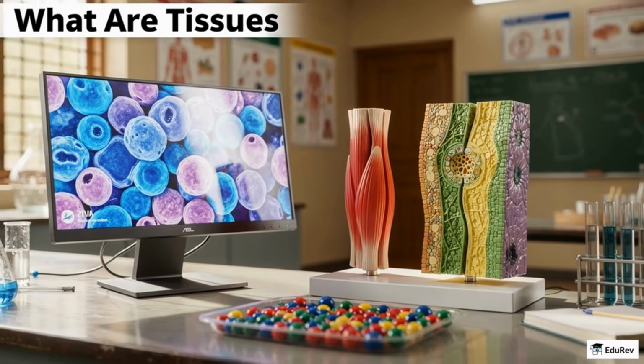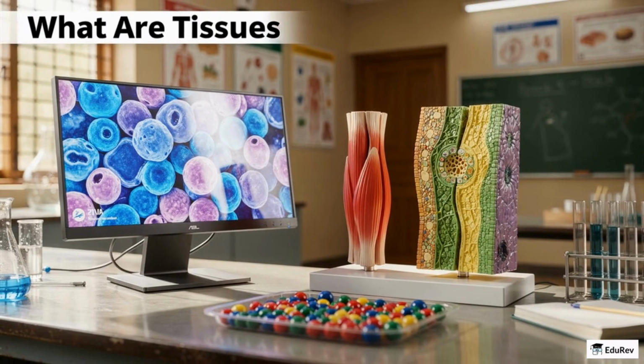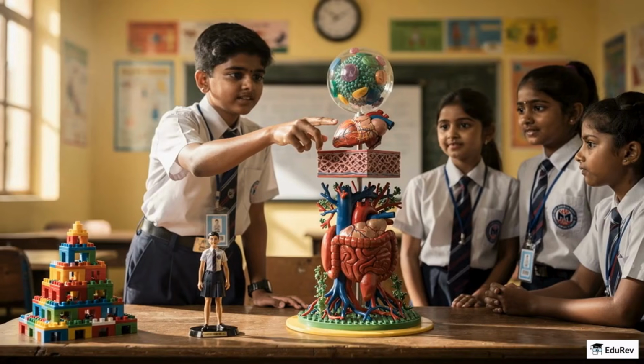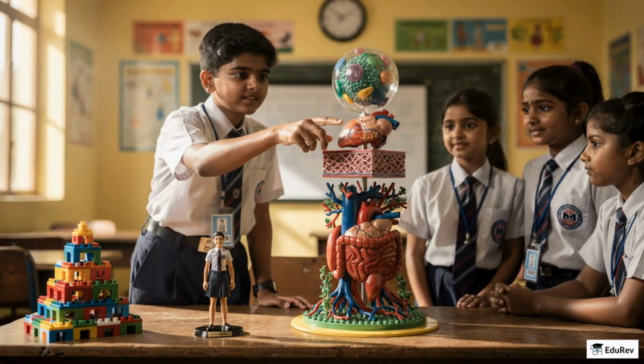Tissues are groups of similar cells that work together to perform a specific job, like keeping us safe, moving us, or carrying food and water. In multicellular organisms, cells form tissues, tissues form organs, organs form systems, and systems build the whole organism. A tidy hierarchy that makes life possible.